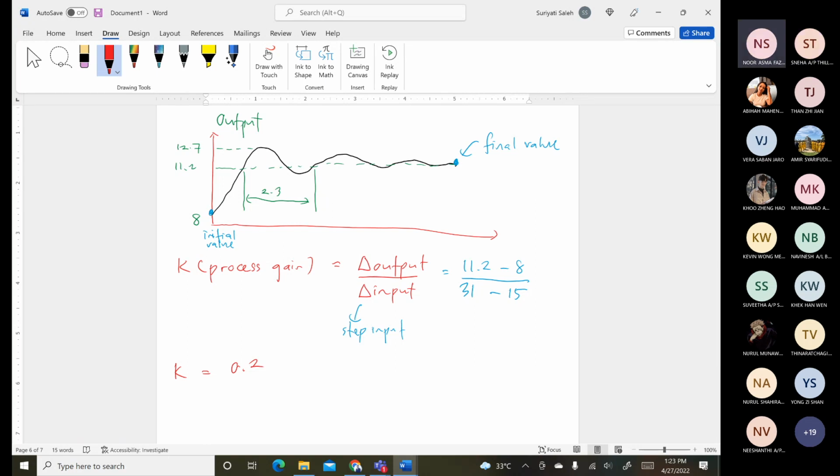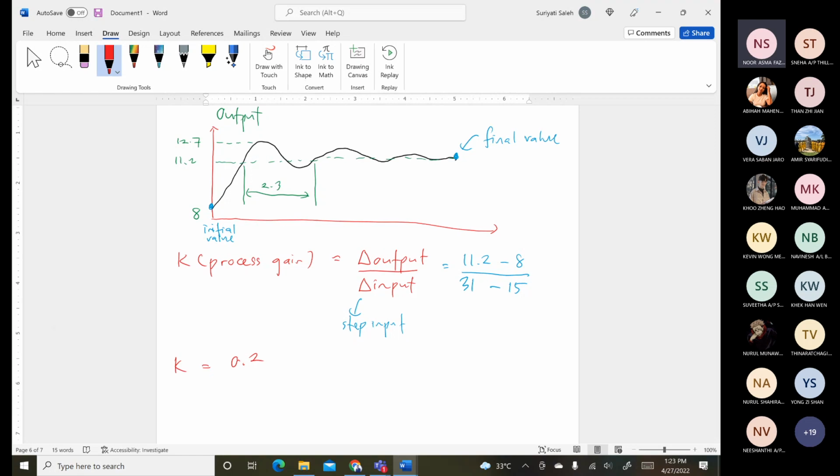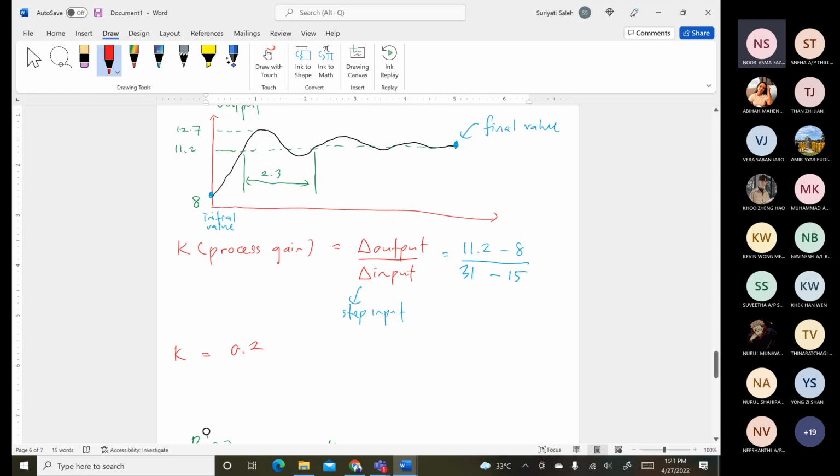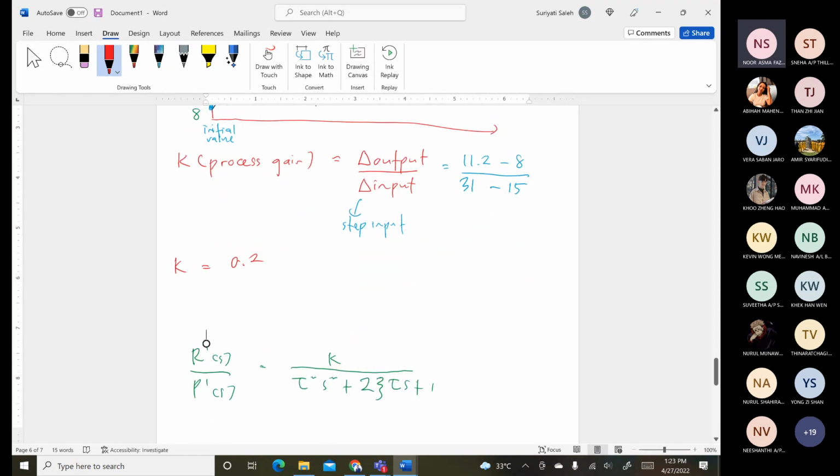If you check our WhatsApp, you can also download the question. Thank you for contributing to the screenshot. So here is the K. We already have the K value. Based on our transfer function, this K is done. Now we want to obtain the tau and the psi. So how do we obtain the values of tau and psi?